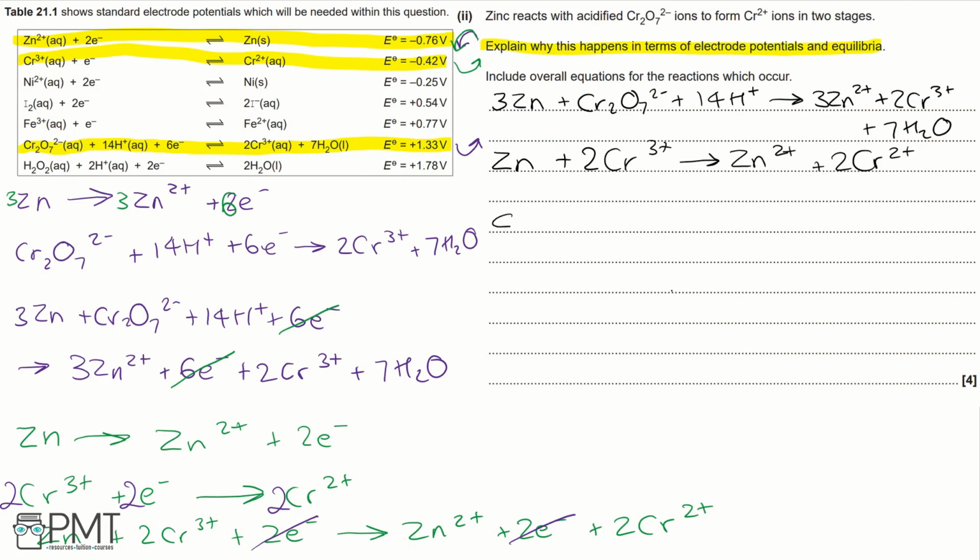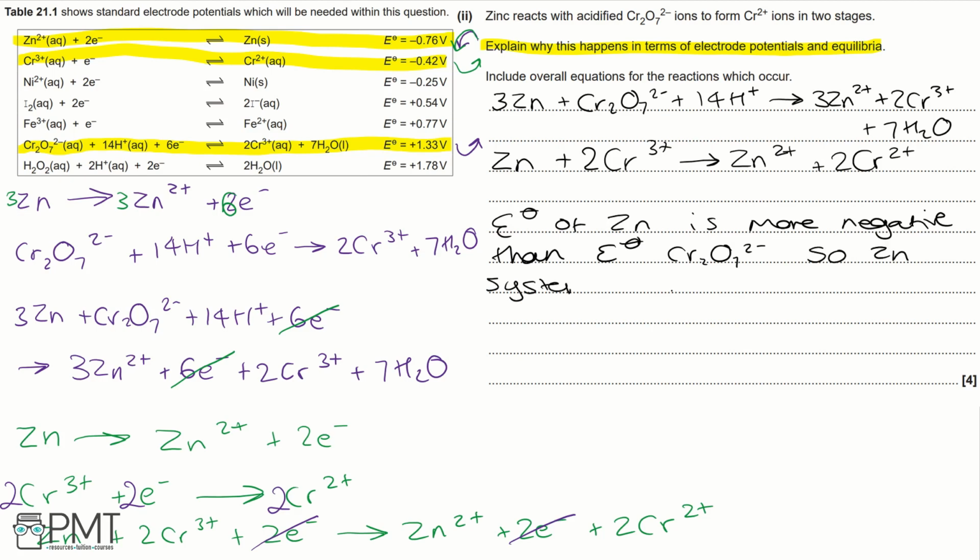In our explanation, we need to make a comment on the electrode potential of zinc and the fact that it is more negative. Then you need to compare, because it's more negative than the electrode potential of Cr2O7 2-. So we're commenting on the first stage of this question. And what this means is that the zinc system shifts left. We've shown this in our working because we've said it shifts backwards, but saying that it shifts left is a bit more specific.